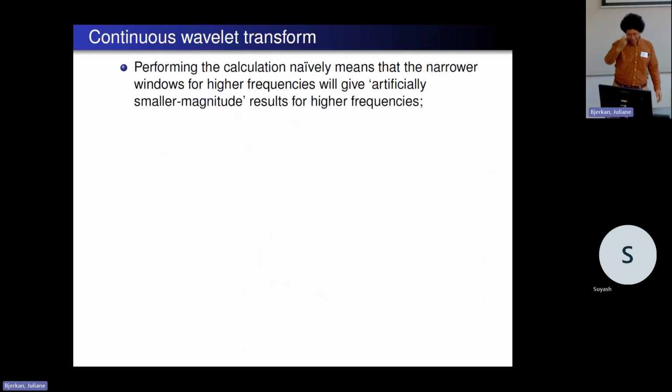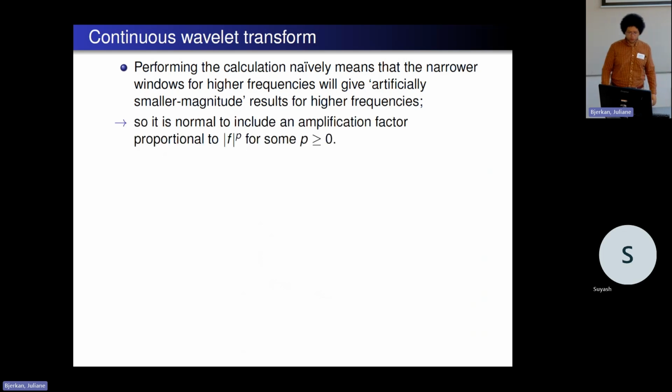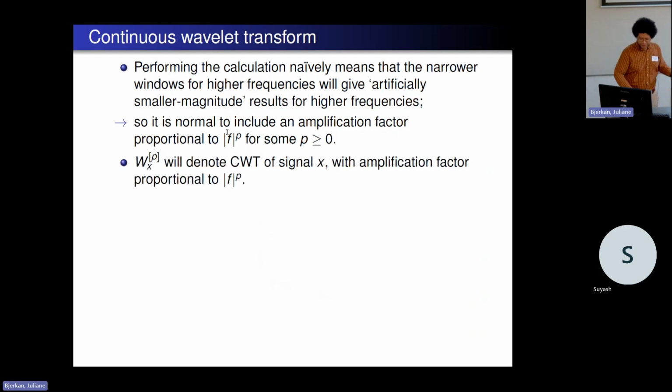Now, if we were to perform the calculation naively, then for the higher frequencies you have narrower windows, and the calculation will end up giving you artificially smaller magnitude values just because you've got a narrower window. And so it's normal in the wavelet transform to include an amplification factor that's proportional to the frequency to the power of some number p, to compensate for the narrowing of the window, just so that the calculation gives appropriate results. I've used this symbol W for the wavelet transform, and I'm going to use this superscript p for the exponent p in this amplification factor.